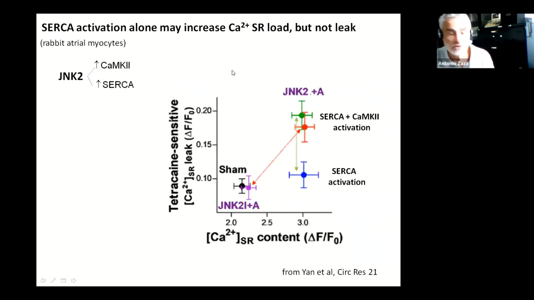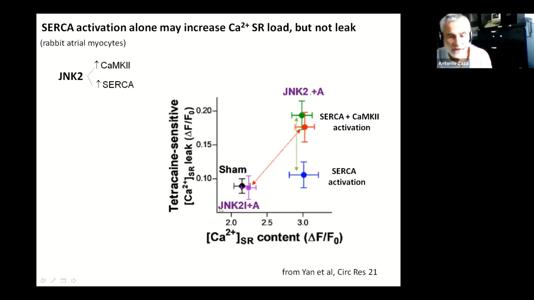It is interesting because when it's in the cytosol, calcium can recruit dangerous partners. And this is shown in this slide. This is a recent study by Yan and co-workers. They tested the effect of JNK2, which is a stress kinase activated by alcohol. You know that alcohol facilitates atrial fibrillation, and they were interested in finding out the mechanism. It turns out that this kinase simultaneously activates CaMKII and SERCA by direct phosphorylation.